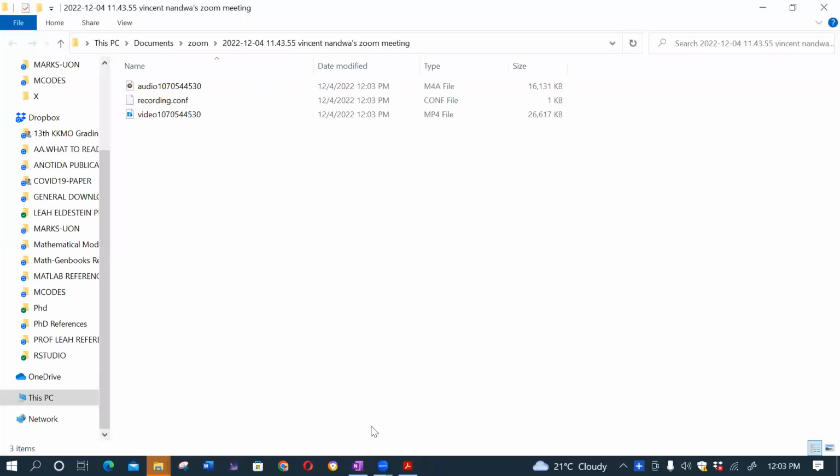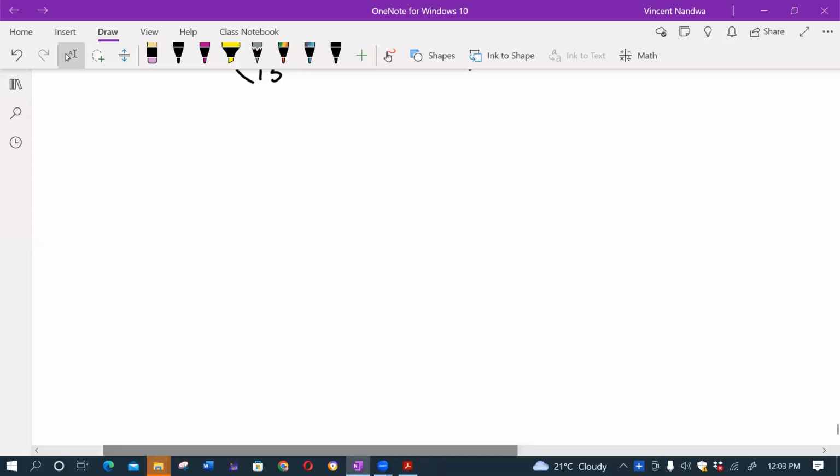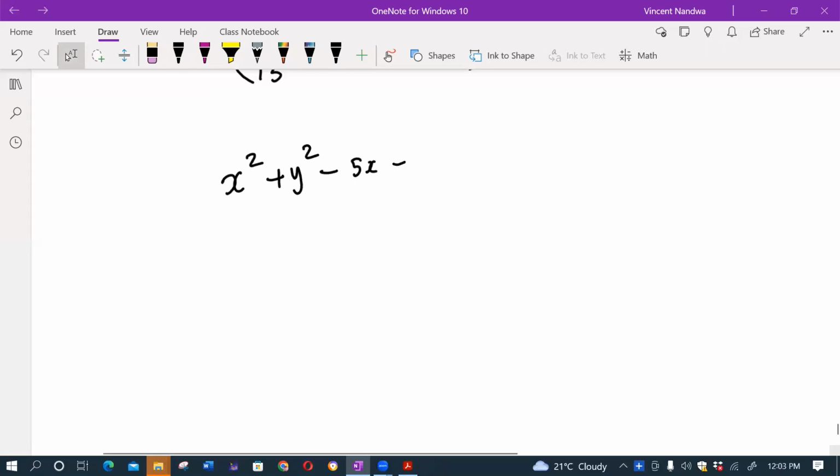So in our case, we have the circle x squared plus y squared minus 5x plus 2y minus 5 equals to 0. So the first point A is minus 2, 1. So let's put in the values and see.